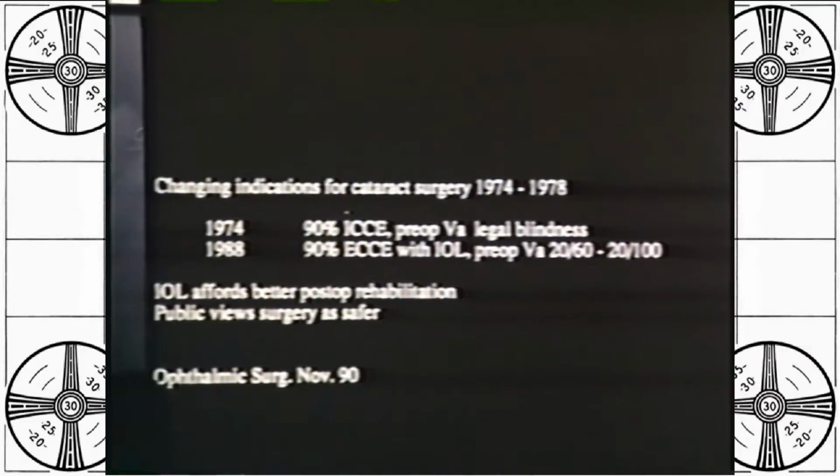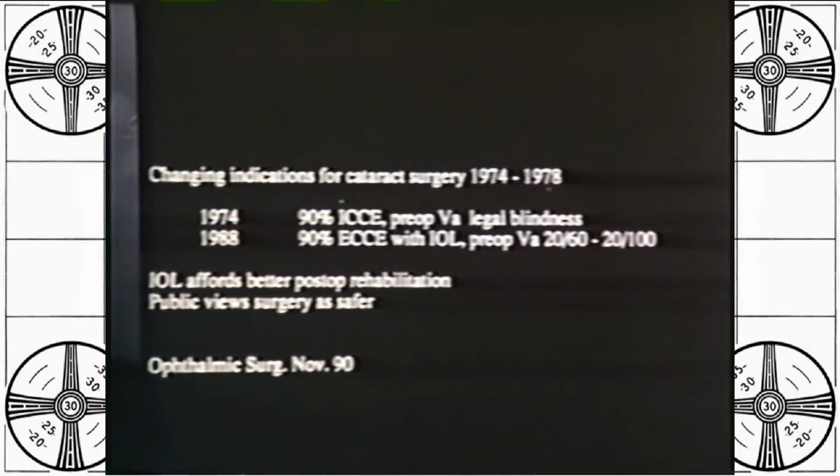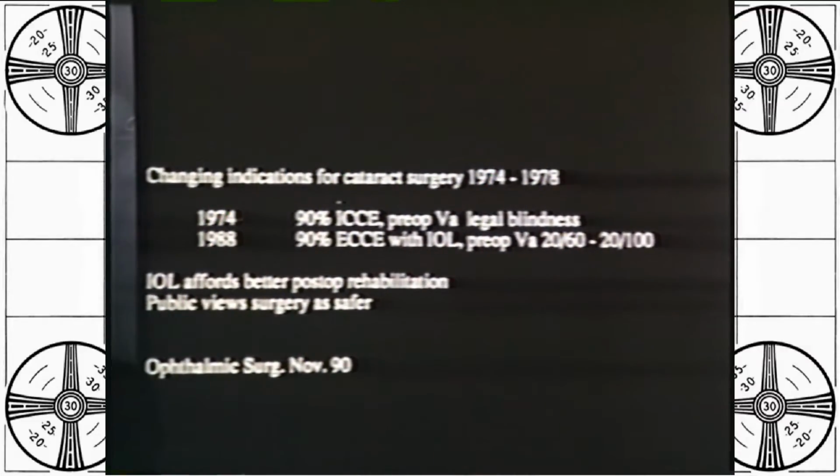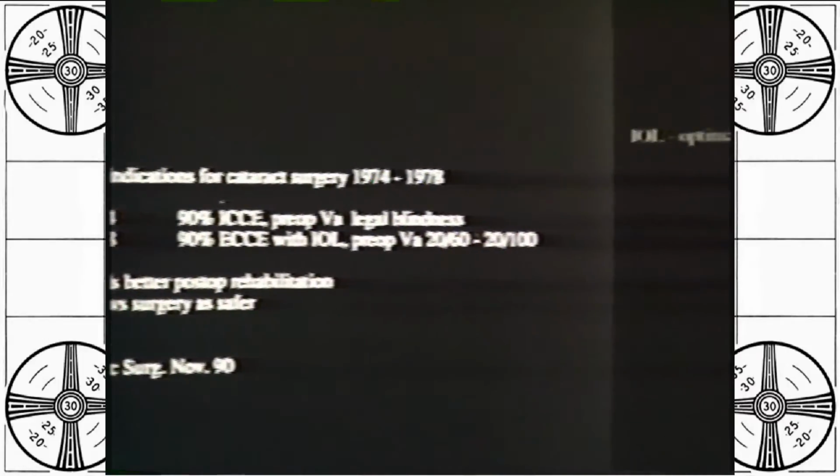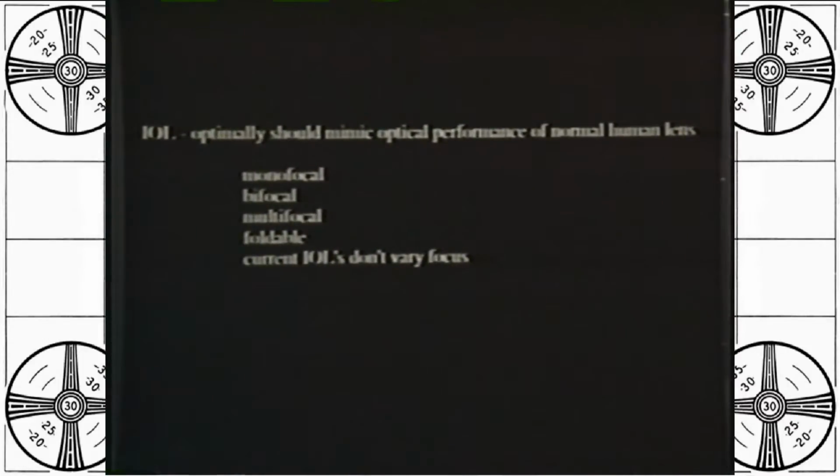Now look at this, changing indications. We looked between 1974 and 1988. In 74, 90% of the cases were intracapsular, and we waited until the patients were legally blind to operate. By 88, 90% were extracapsular, 90% had lens implants, and we're now operating when the patients are 20/60 and even 20/40. The lens implant really affords better post-op visual rehabilitation.